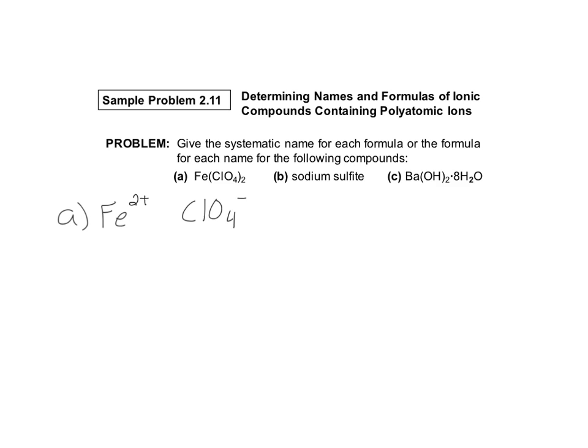So now I can name this thing. The cation comes first, iron. Have to give it the Roman numeral 2 because it's a transition element and it has a 2+ charge. Perchlorate, that's the polyatomic ion.